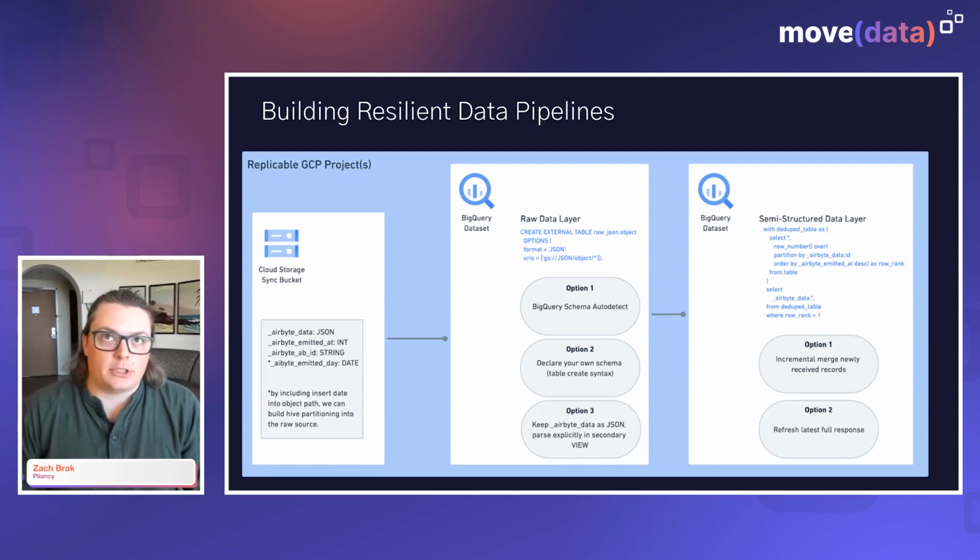Last, we establish our semi-structured layer by deduplicating our raw definition. I'll provide here our chosen syntax using a window function and prioritizing the most recent records emitted by Airbyte. As Dataform can perform incremental materialization, we also gain the option to handle new data incrementally or refresh the latest full response. This structure has allowed us to pivot quickly and address schema changes, data source availability, and data quality issues with minimal disruption on our end and minimal risk of data loss. And with that, I'll pass it back over to Blair.